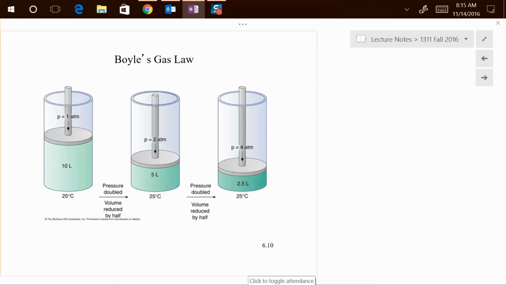What happens if you increase the pressure? What happens to the volume of the gas? If I increase the pressure, it reduces. So if I go from 1 atmosphere to 2 atmospheres, what happens to the volume? It decreases. It gets cut in half. If I increase the pressure by a factor of 2, the volume decreases by a factor of 2. They're equivalent.